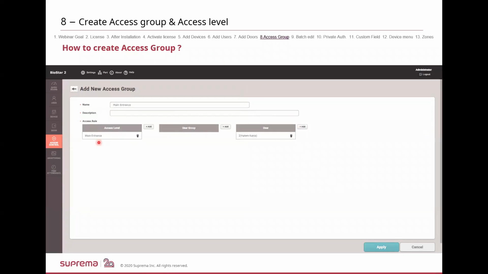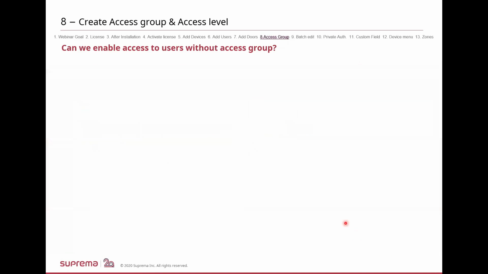Then the name of the access level is going to appear here. Accordingly, you choose it. Then you need to add a user group or user. Choose the users or user group which has access to this access level, which has inside it the main entrance with 24/7, and click apply. This is how simple it is. We will do a live demonstration after a few slides.